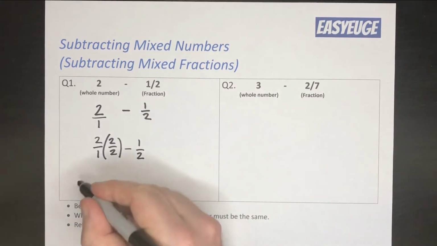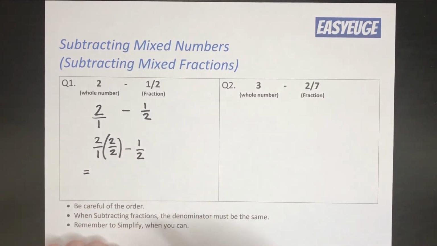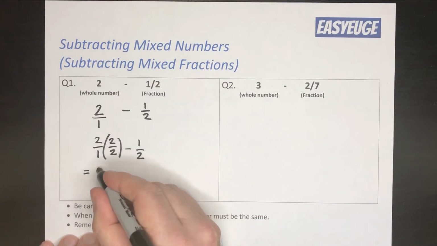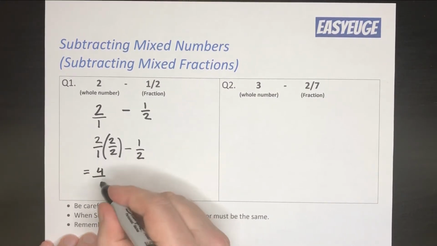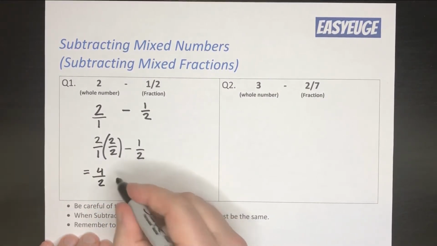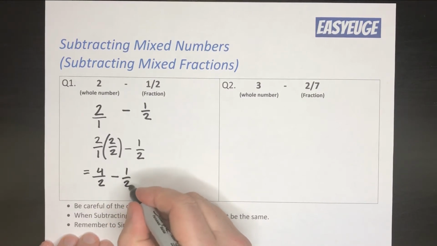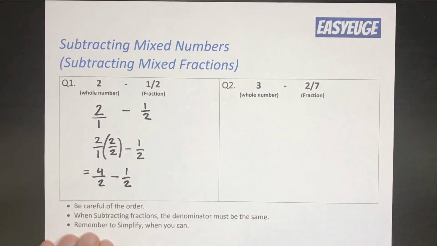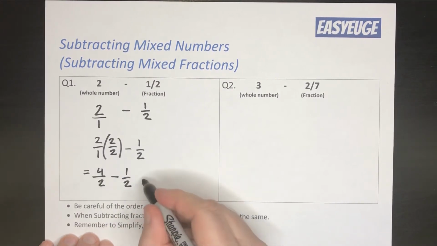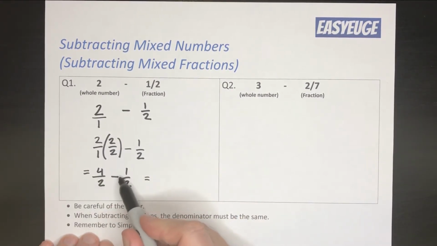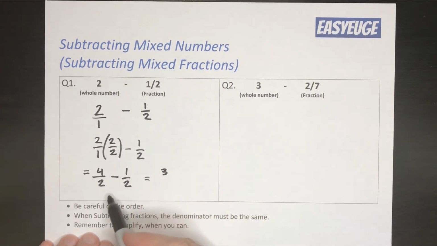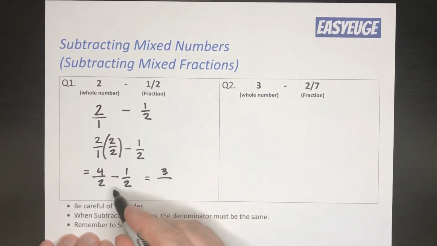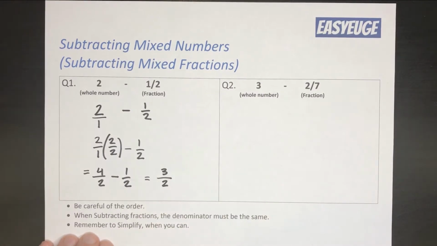Okay, what does that look like on the next line? 2 times 2 is 4, and 1 times 2 is 2. And let's take away the half. And when you're subtracting fractions, as long as the number on the bottom, the denominator, is the same, you just simply subtract on the top. So this is 4 take away 1 is 3 over, and you just carry the 2 over, 3 over 2.